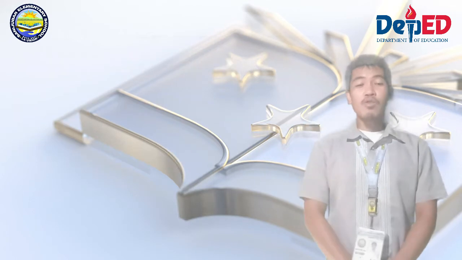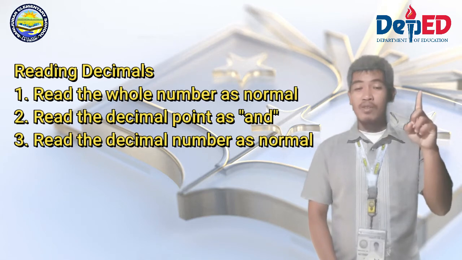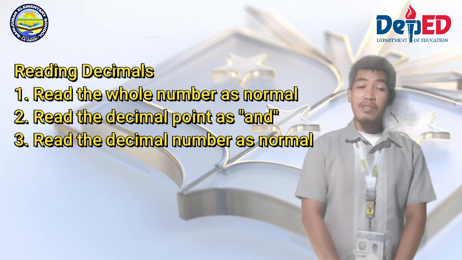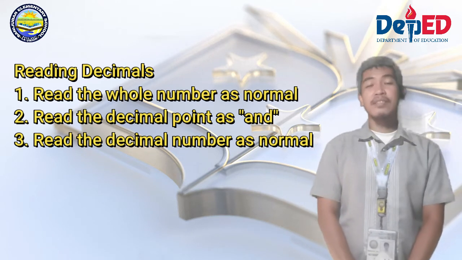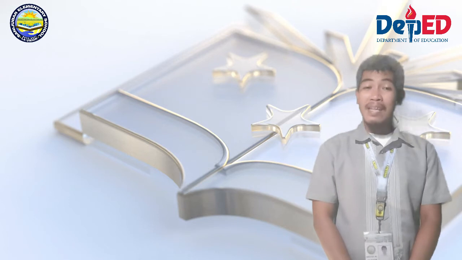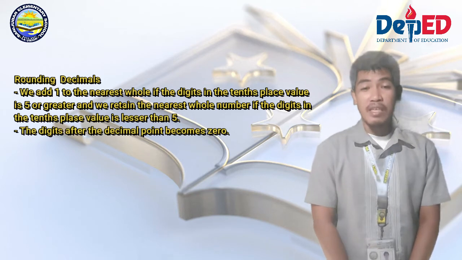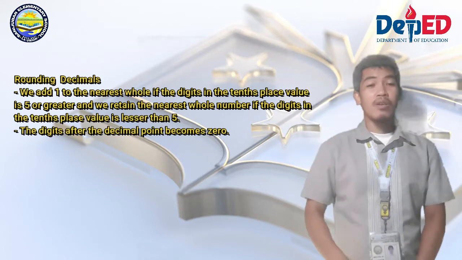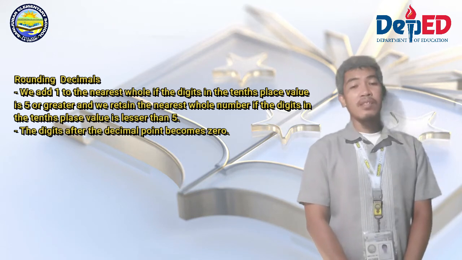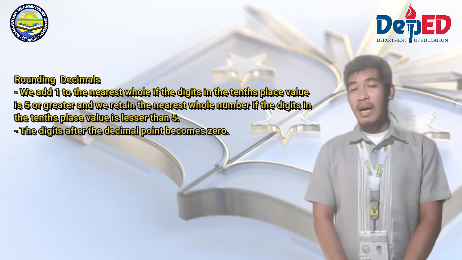Now kids, how do we read decimal numbers? We read the whole number as normal and use "and" for the decimal point, and read the decimal number as normal. How do we round decimal numbers? We add 1 to the digit in the ones place value if the value of the tenths is 5 or greater. We retain the digit in the ones place value if the value of the tenths is lesser than 5, and the digits thereafter will become 0.